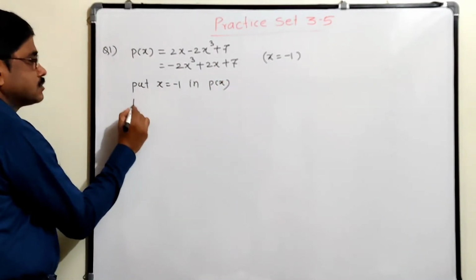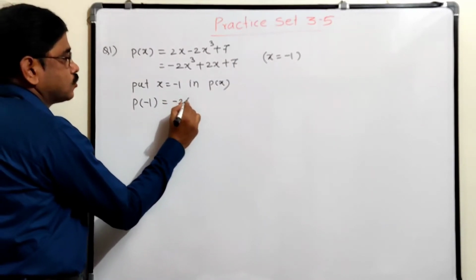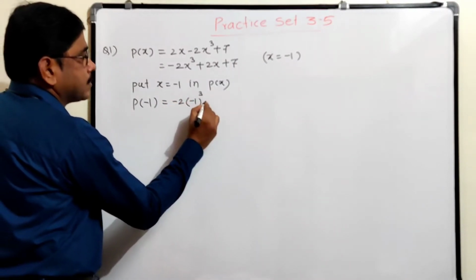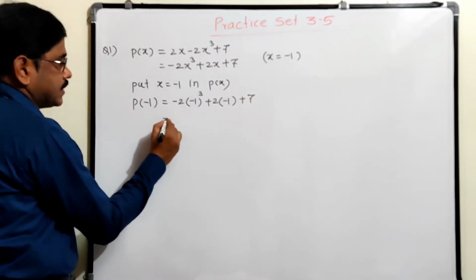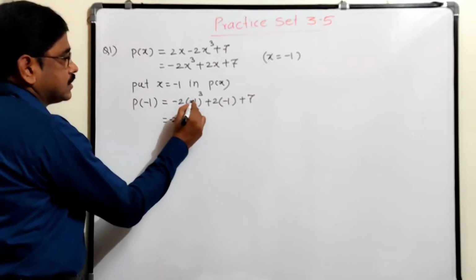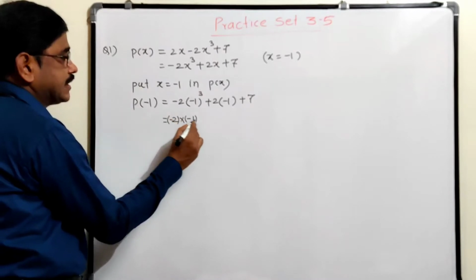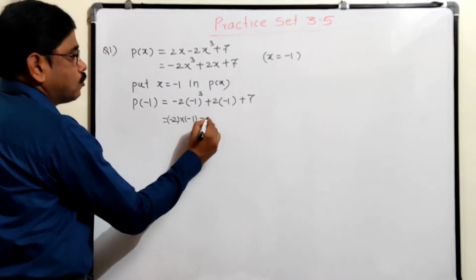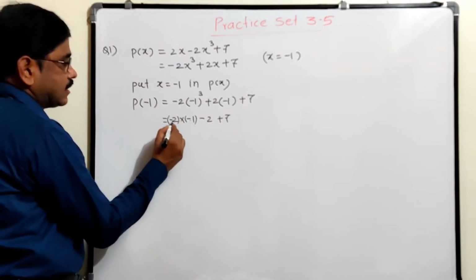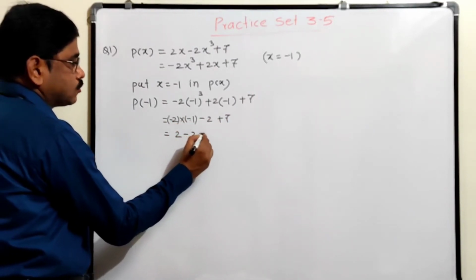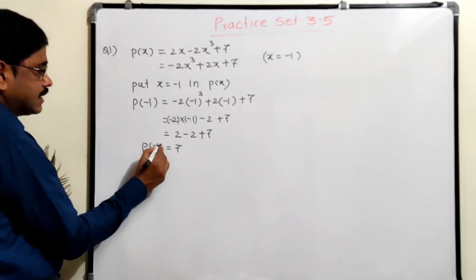जो पॉलिनोमियल दिया है उसमें वैल्यू सब्स्टिट्यूट करना है. So p(minus 1) is equal to minus 2 into minus 1 cube plus 2 into minus 1 plus 7. So here minus 2 into this minus 1 cube is minus 1, because negative number का cube negative आता है. And minus 2 into 1, minus 2, plus 7. Now here two negative signs are there. 2 ones are 2, minus 2 plus 7. So the value is 7. P of minus 1 is 7.